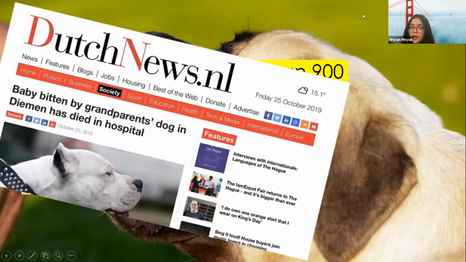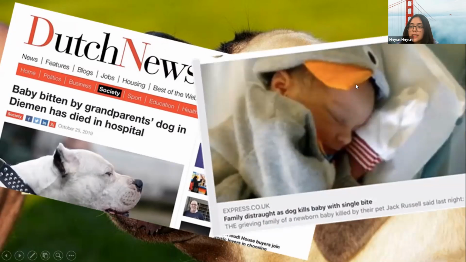Baby bitten by grandparents' dog and has died in hospital. So it means the baby was killed just by their grandparents' dog, not even a stray dog. And another one is this baby was killed just by a single bite of a dog. So this is the clearest answer.